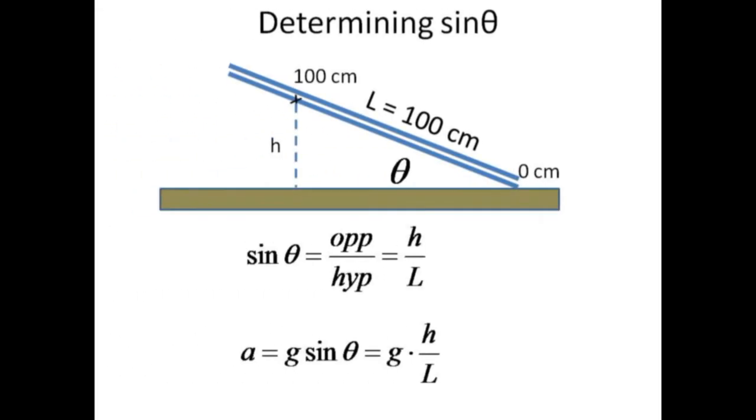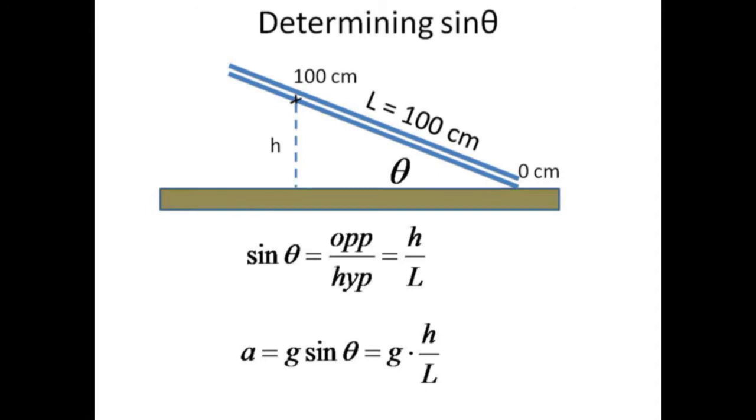In this experiment, a cart will be rolling down an inclined track, and you will need to determine the sine of theta. Since the sine of an angle is defined as a ratio of the opposite side to the hypotenuse, we can measure the height of the lower edge of the track above the table at the 100 centimeter mark along the track. The height h is the opposite side, and the 100 centimeter length L is the hypotenuse. The ratio of h over L multiplied by g is approximately the acceleration of the cart.